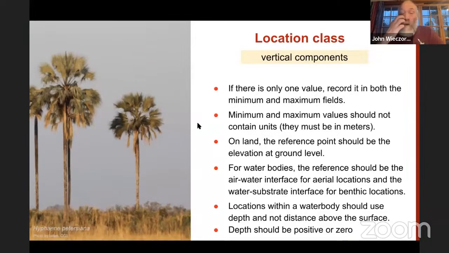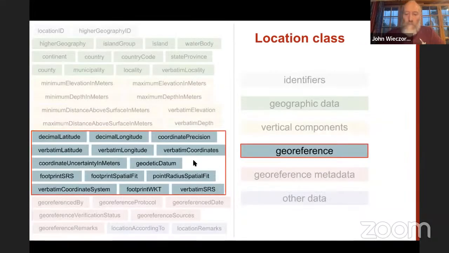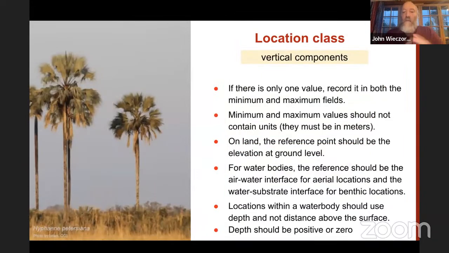Those terms, and it's true for all of these terms that are not verbatim, should not contain units. They should be numbers. The minimum and maximum values should be numbers. Remember that on land, the reference point is the elevation at ground level. For a water body, the elevation would be the surface of the water, the top surface where it meets the air. And then for locations within a water body, depth is the distance below that air-water interface, and depths must always be positive or zero. You can't have a negative depth.